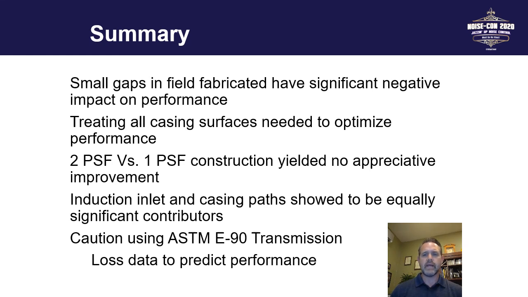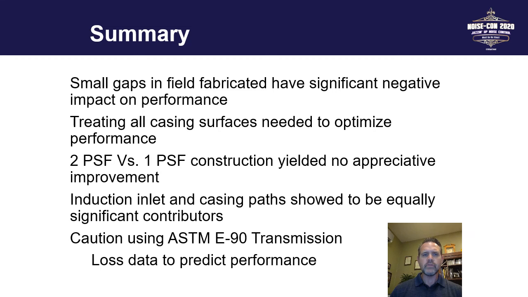This kind of goes hand in hand with the second point here, which is, treating all casing surfaces is needed to optimize the performance. Certainly, there was a noticeable improvement in the performance when you go and you treat the control box in addition to the rest of the cabinet. So potentially, you could also look at if the unit had a chilled water coil or a hot water coil, or something like that on the end of it. You may want to look at treating that.